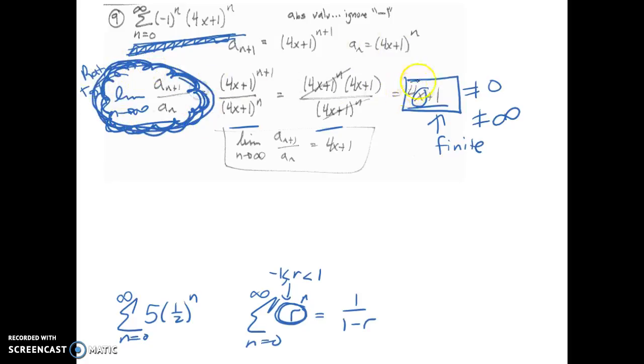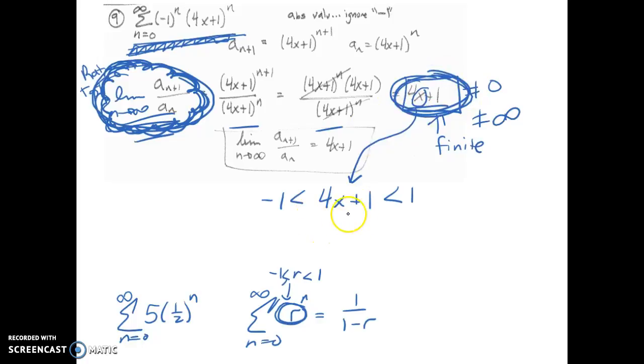This thing equals this. So we just need to find the x's that guarantee that 4x plus 1 is between -1 and 1. So the bottom line is, once you do this entire ratio and this limit and get this expression, if it's not 0, if it's not infinity, whatever expression you have, you need that expression to be between -1 and 1, and now we're going to use old school algebra to solve this thing.